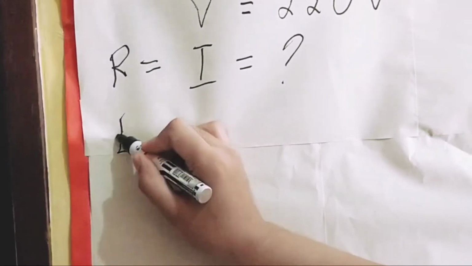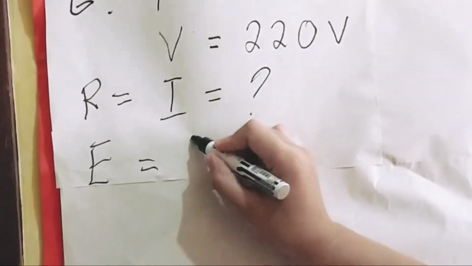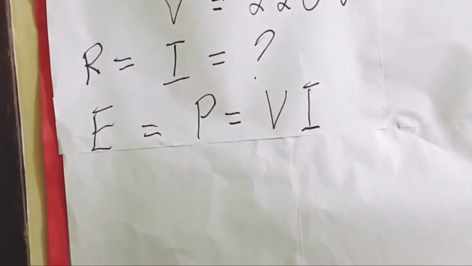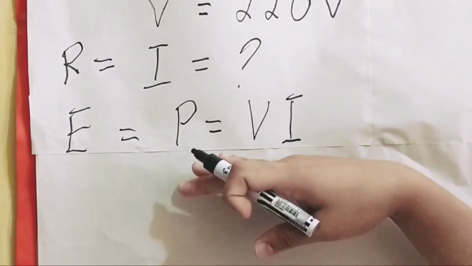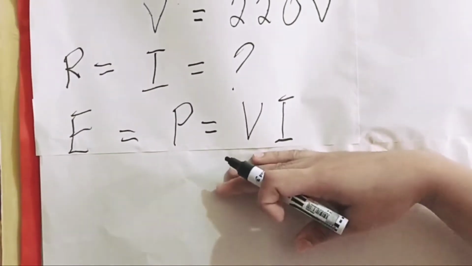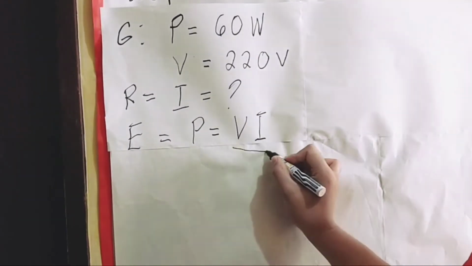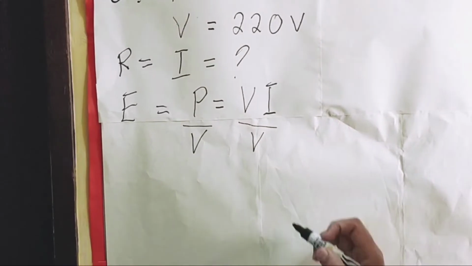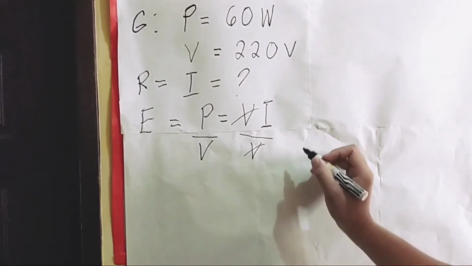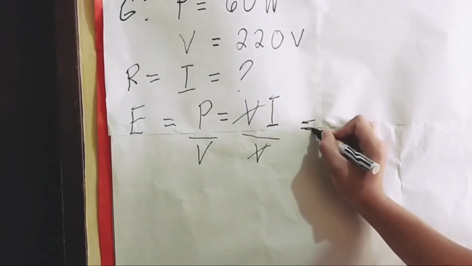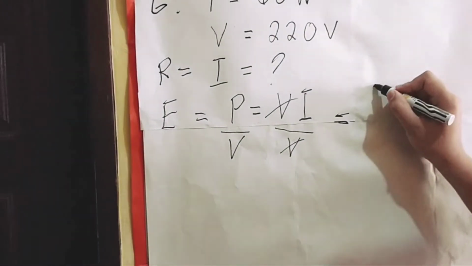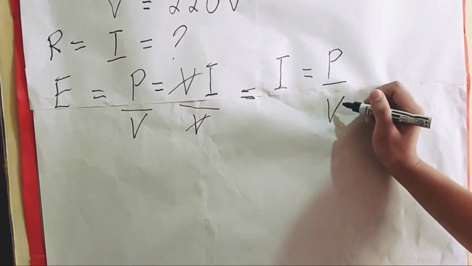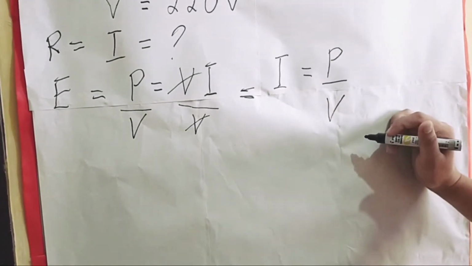And then our equation is P is equal to VI. But we are going to derive this formula. We have to write voltage at the denominator, on both sides, to cancel out the voltage. So our formula for current is equal to P over V.